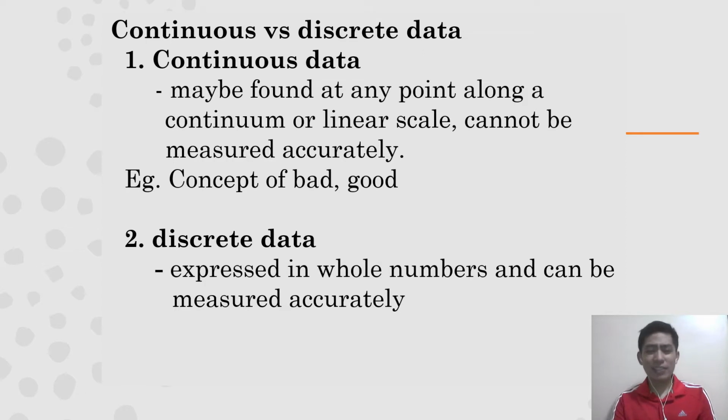Continuous versus discrete data. Continuous data may be found at any point along a continuum or linear scale and cannot be measured accurately. Concept of bad or good: there is no bad point 1 or good point 2, so it is in the continuum level. But discrete data is expressed in whole numbers and can be measured accurately.